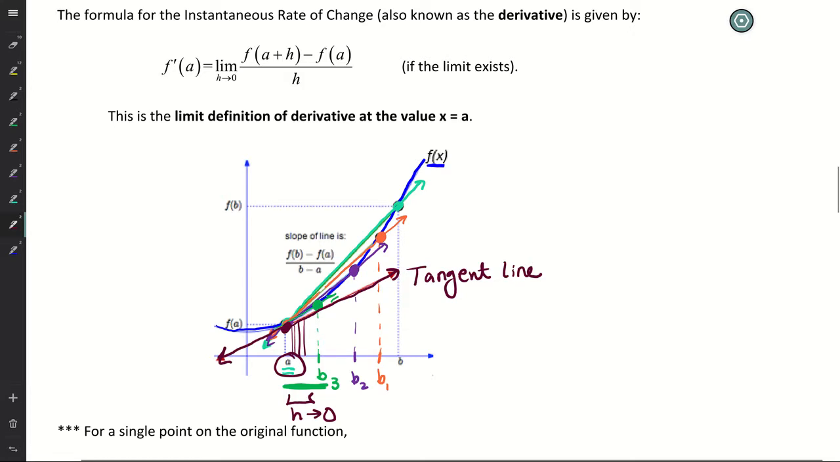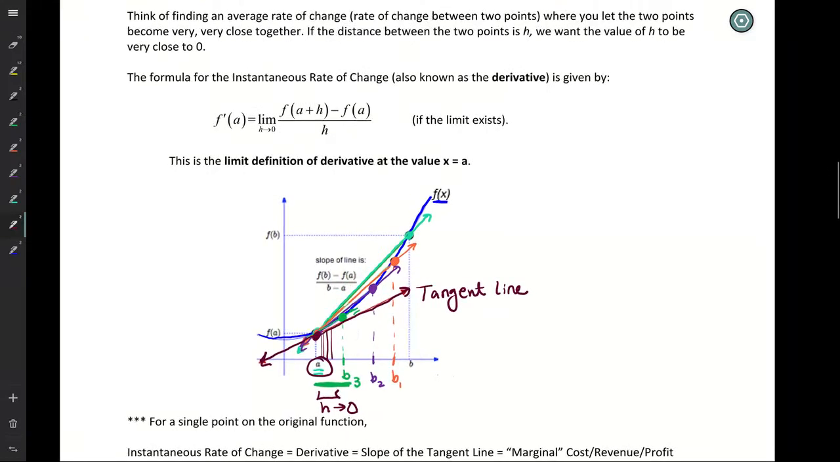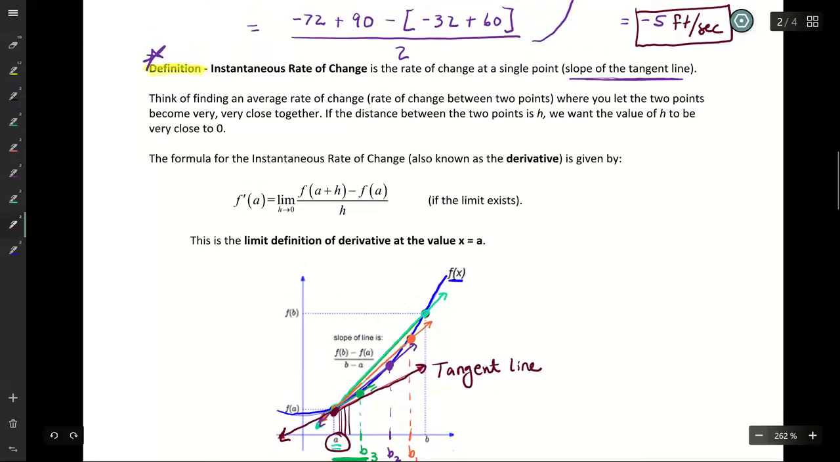The tangent line represents the line where, if you take an instantaneous rate of change, it's the rate of change at a single point instead of 2 points. So I'm going to come back up and look at what I skipped over. Think of finding an average rate of change, the rate of change between 2 points, where you let the 2 points become very, very close together. If the distance between those 2 points is h, then we want the value of h to be very close to 0.